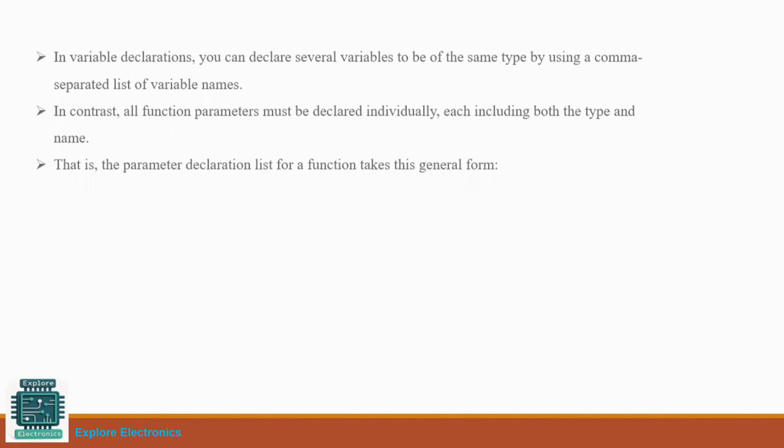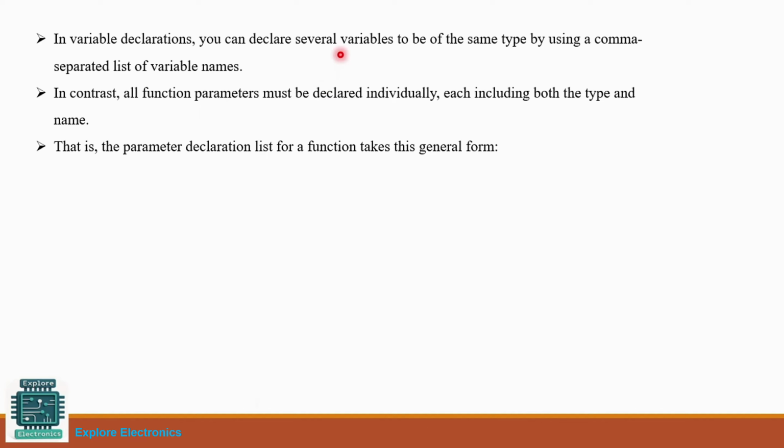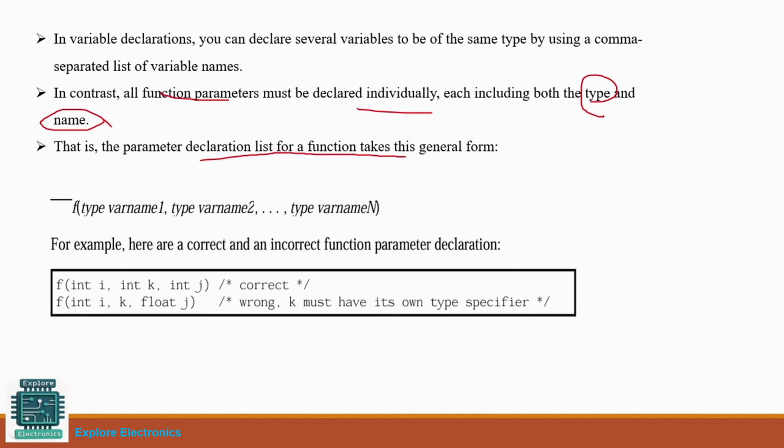Next, in variable declaration, you can declare several variables to be of the same type by using a comma separated list of variable names. In contrast, all function parameters must be declared individually, meaning each including both the type and the name. This is the parameter declaration list for a function. Take this general form. This is the general form when more than one parameter is present: function name, type variable name 1, type variable name 2, and it goes on up to n.